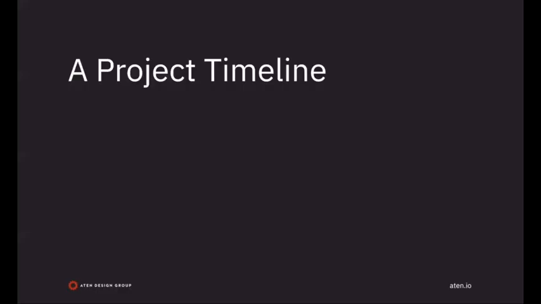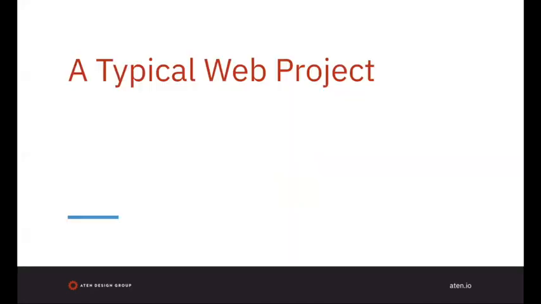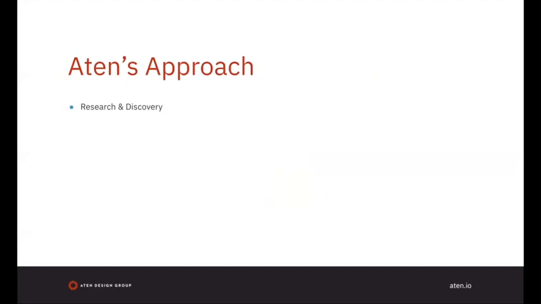So before I talk about the design process itself, I want to look at where design fits in a project's timeline. A typical web project is usually made up of a number of distinct phases. At Aten, we start with research and discovery. We need to understand the organization we're working with, their content, and their audiences.